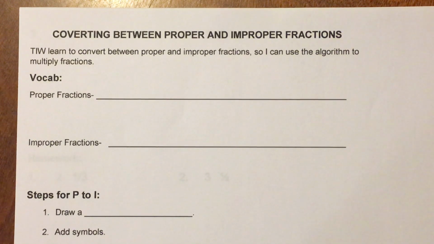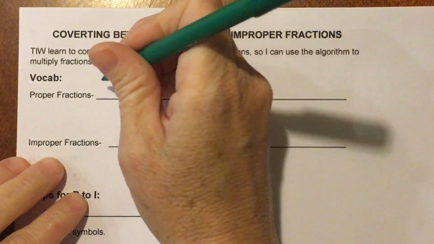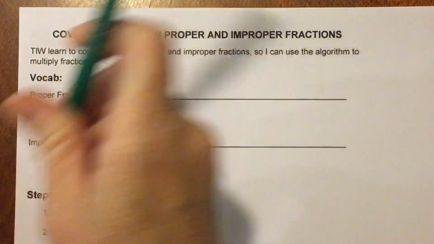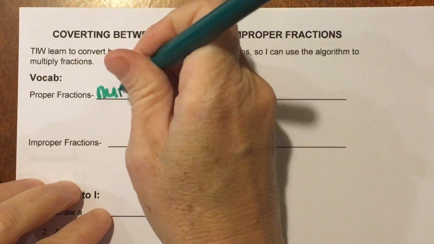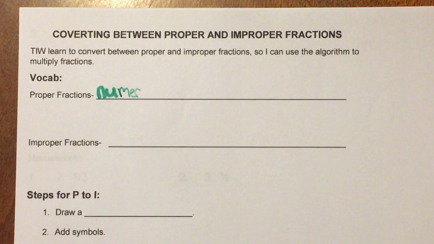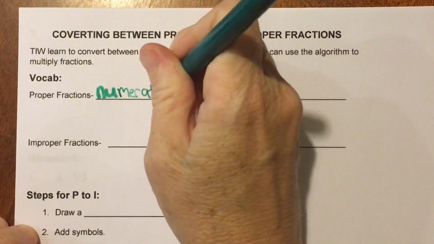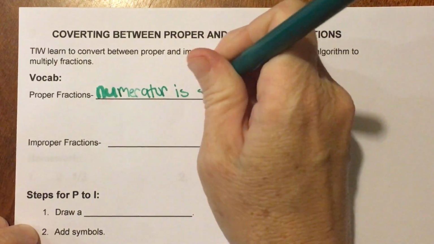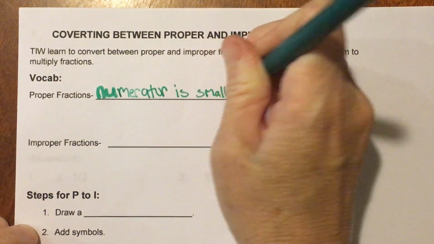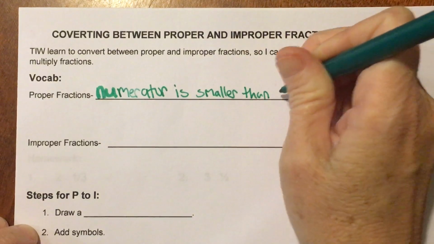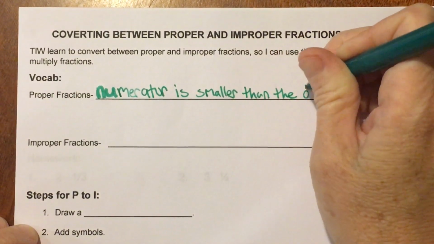We do have two vocab words. The first word is proper fractions. A proper fraction is when the numerator is smaller than the denominator.